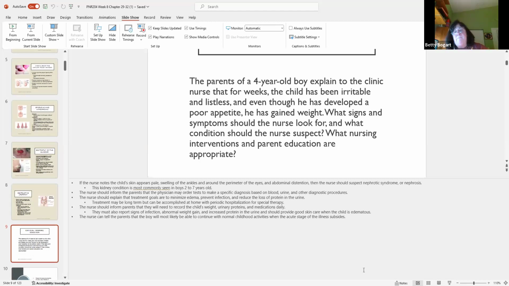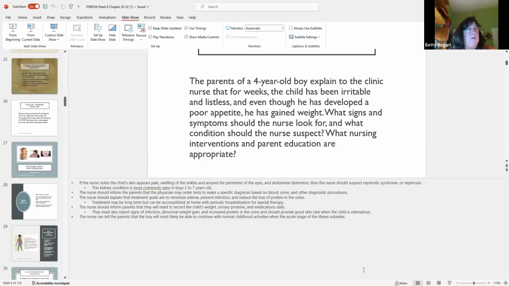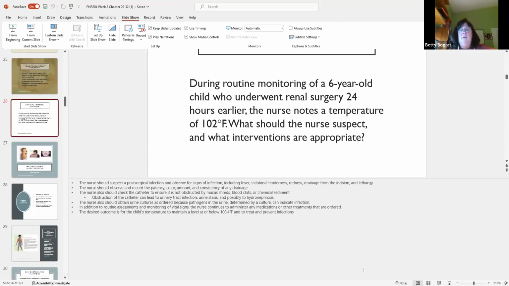Here we are. So, irritable and listless. And why did I go back to the same one? There we are. My computer's having a mind of its own today.